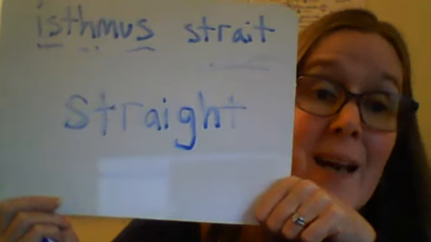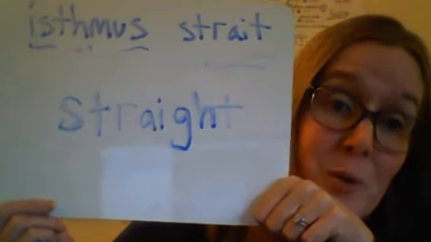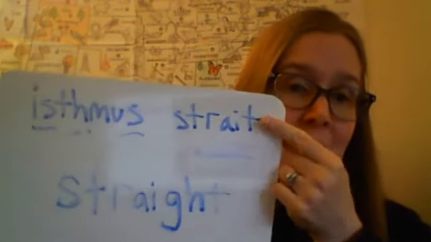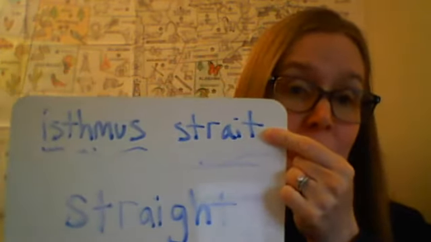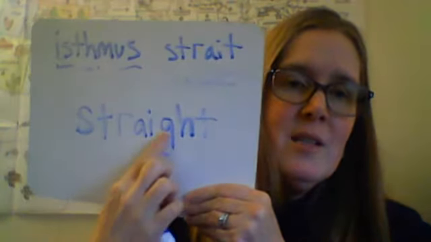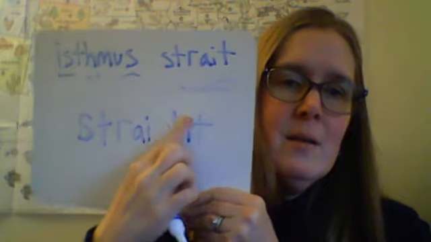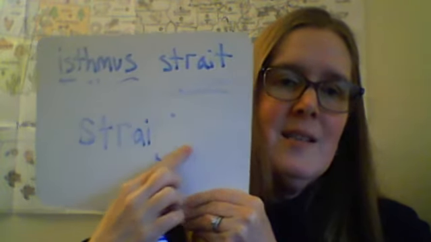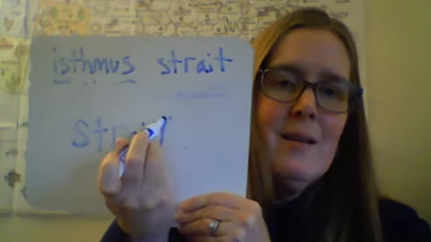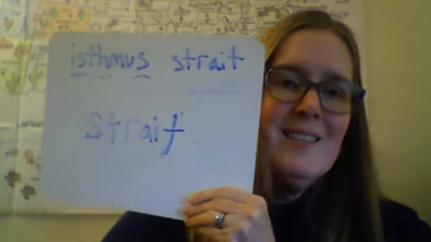That line is straight. Go straight ahead to get to the ice cream store. But the strait that I'm going to talk about today is a water form. It does not have the GH. It is just spelled S-T-R-A-I-T. All right.